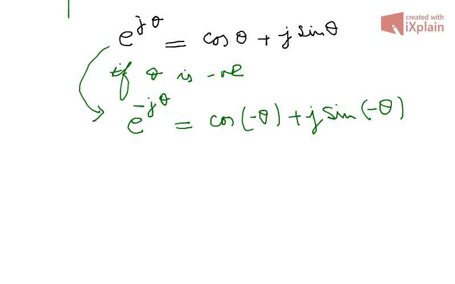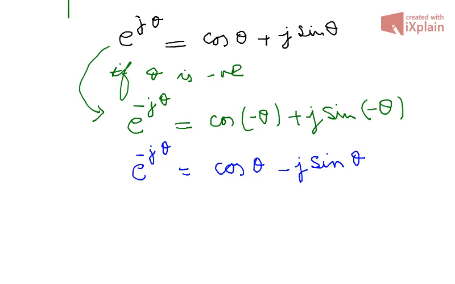right? And you can rewrite it: e raised to the power minus j theta, in which cos of minus theta is the same as cos of theta, right? And sine of minus theta is the negative of sine theta. So it would be minus j sine of theta, right? Sine of minus theta is actually equal to minus sine theta.